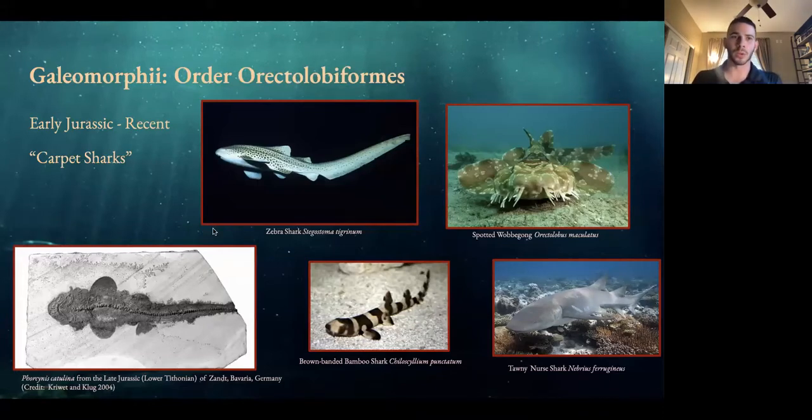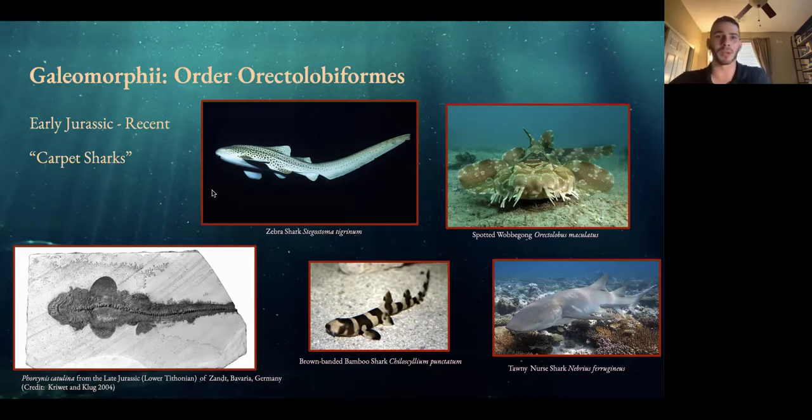So the next order we will talk about are the Orectolobiformes. These are also present in the early Jurassic through now. Their common names are the carpet sharks, and these are actually found earlier in the fossil record than heterodontiforms, though this is most likely just sample biasing, as some of these Mesozoic localities are just much harder to come by, especially Triassic and Jurassic ones, which is why we have a lot of enigmatic animals from this time period.